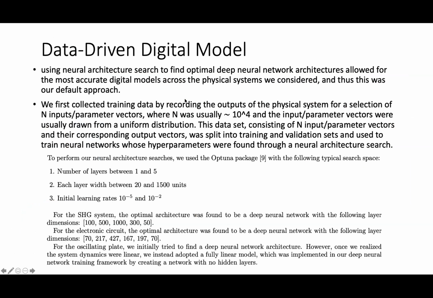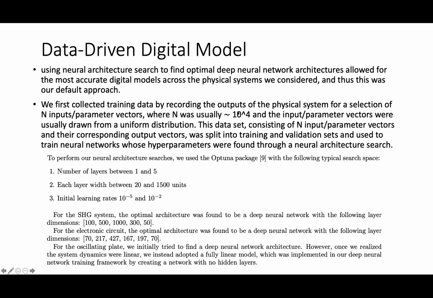Okay. So actually, I will show the main results, but I still didn't really talk about how they build the model. They actually use a deep neural network to build a data-driven digital model, or a surrogate. They use a neural architecture search to find the optimal deep neural network architecture allowing for the most accurate digital model across the physical systems we considered. This was their default approach. They first collect training data by recording the output of the physical system for a selection of n input parameter vectors, where n is usually like 10 to the 4.